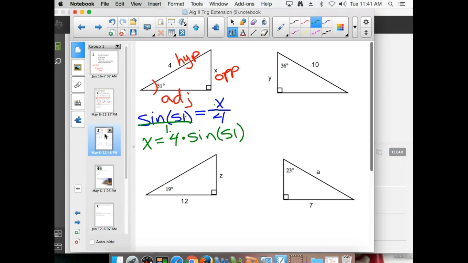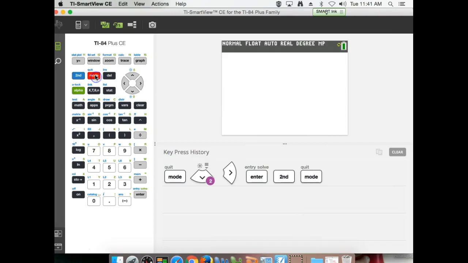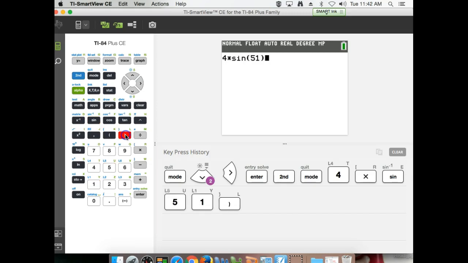From here, what's really nice is we're just going to plug this in. I'll plug this first one in with you, but I think you will figure out how to do the rest of these, and I'll let you do the calculator work. We're still here, so I'm just going to exit out of this. I'm going to hit second, quit. So we're really taking 4 times our sine, and it was 51.